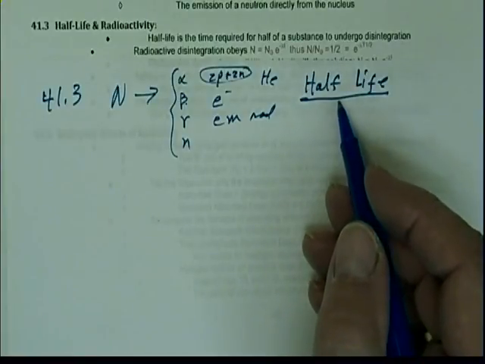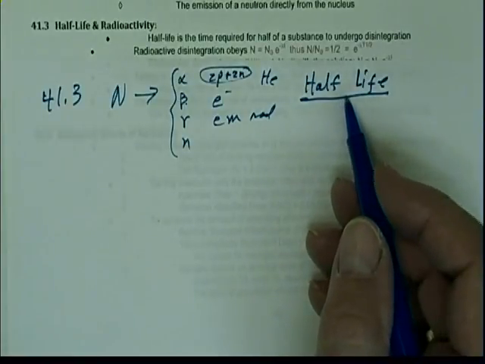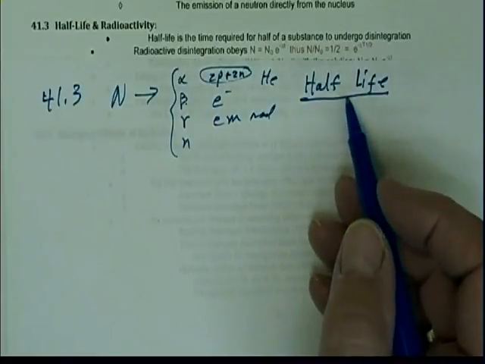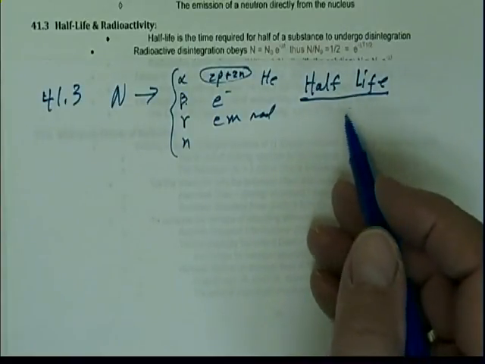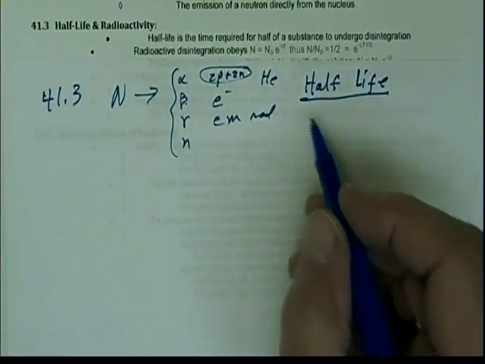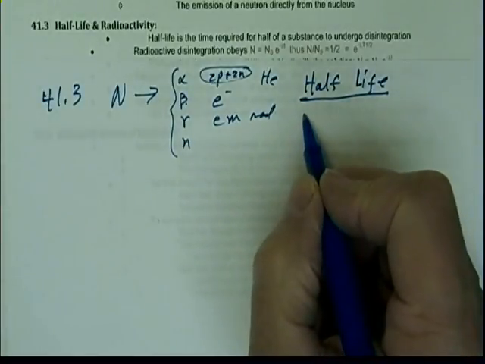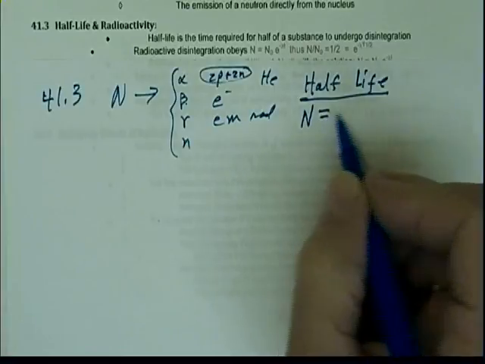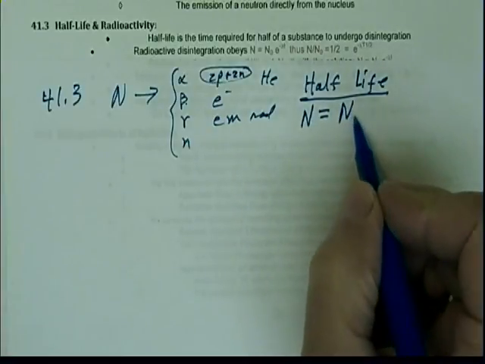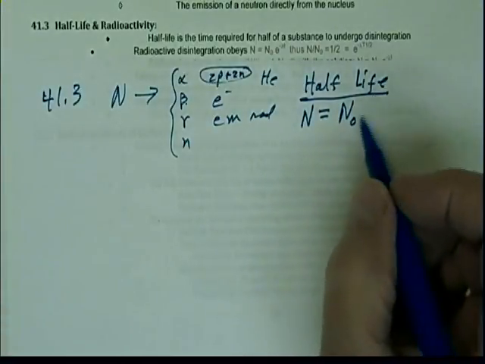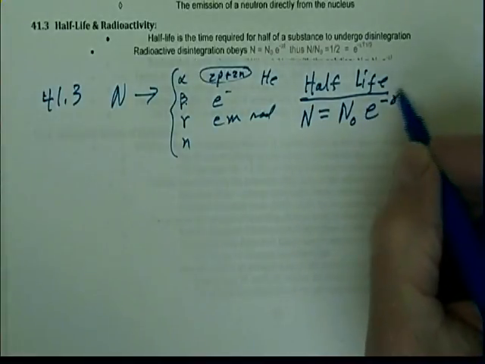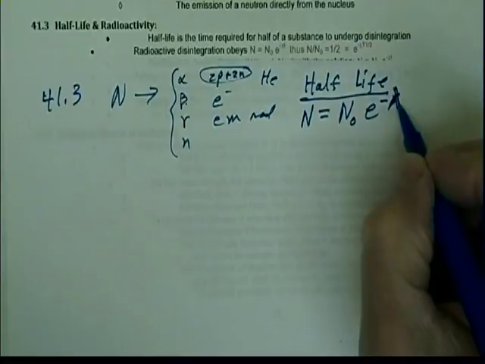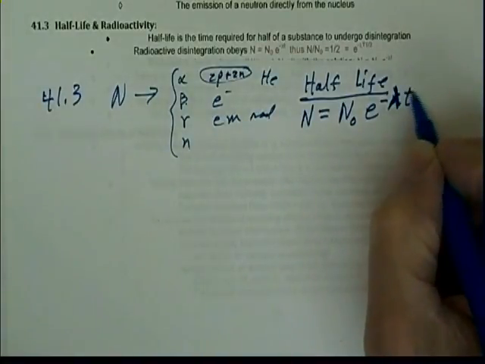You can't say when it's all gone, because it's never all gone. You lose a half of it, then you lose a half of that, then you lose a half of that, in what is an exponential decay of the number that you have. In fact, the number that you have of a given atom is the number that you started out with, times e to the minus lambda times t.